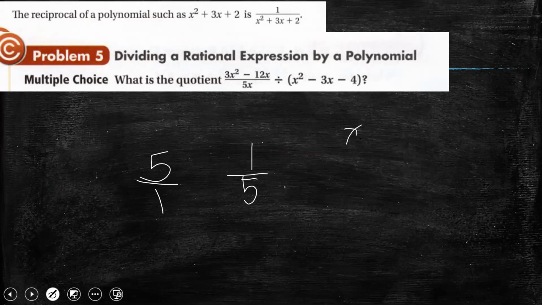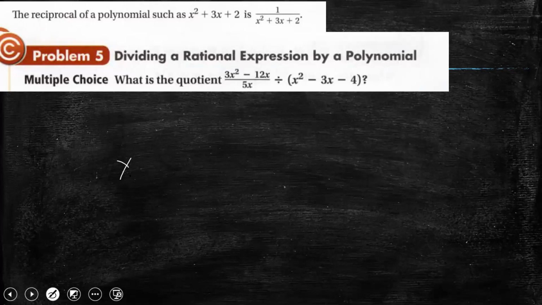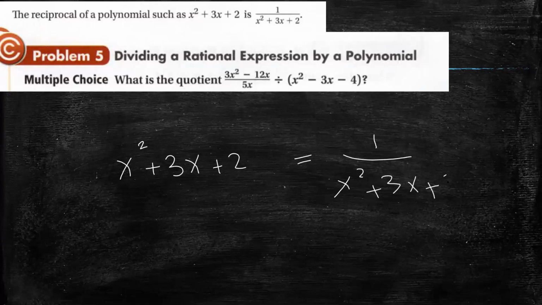But if you have x minus 1, what is the reciprocal of x minus 1? 1 over x minus 1. Bravo. And if we have x squared plus 3x plus 2, what is the reciprocal of this polynomial? Also 1 over x squared plus 3x plus 2. Bravo. That's it.